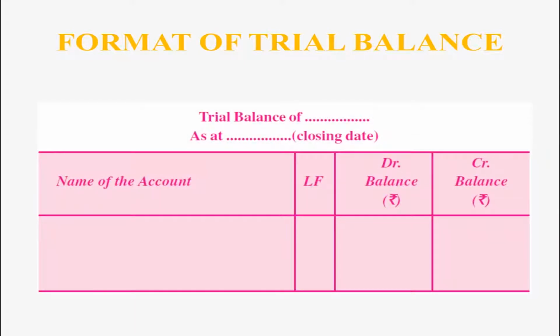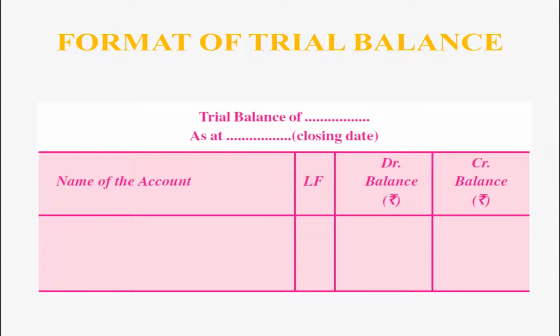On the particulars side, you will find the name of the account, in which we are supposed to mention the name of the account, for example, machinery account, land and building account, capital account, drawings account, etc. The next one is LF, that stands for ledger folio. The third one is balance, which shows the debit balance, and another one is credit balance.